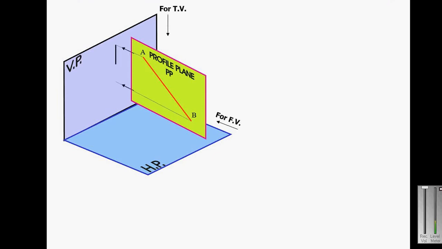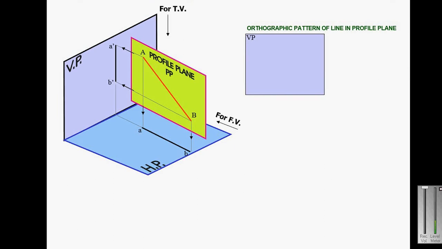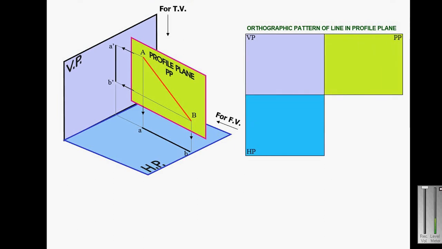you will get the front view as A dash B dash and the top view will be AB. So this is the orthographic projection in a profile plane. The profile plane is used to get the side view of an object. So the front view you will get on the vertical plane, the top view you will get on the horizontal plane, and you will get the side view on the profile plane.